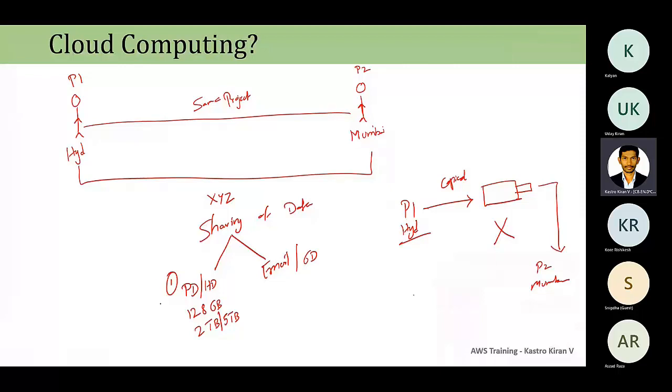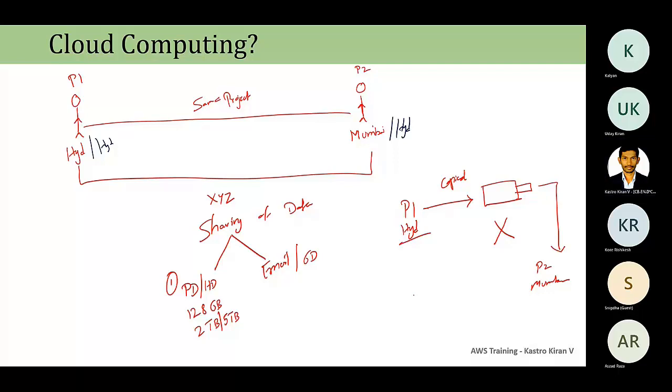Suppose when we use pen drives or hard disks, when the persons are nearby, let's say that instead of Hyderabad and Mumbai, both persons are in the same city. Let's say both people are in Hyderabad and working in the same company. Then it is possible, if they are in the same building, they can share the data. Now again, here also it's a problem.